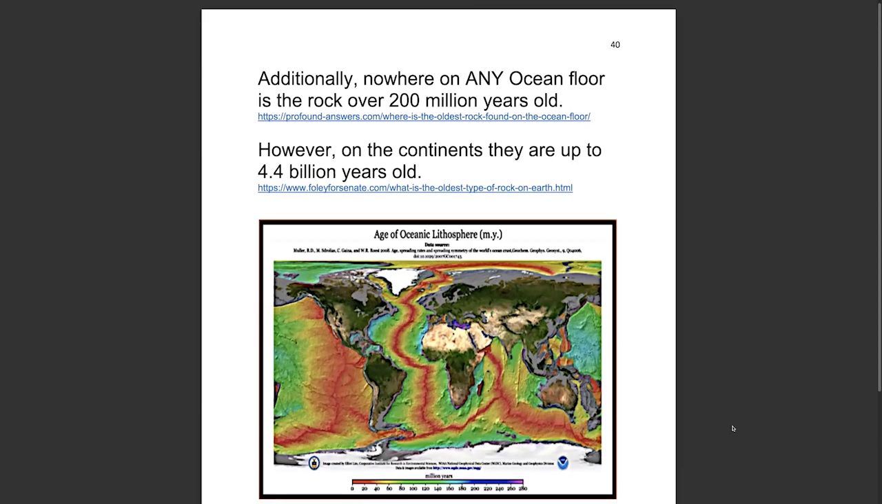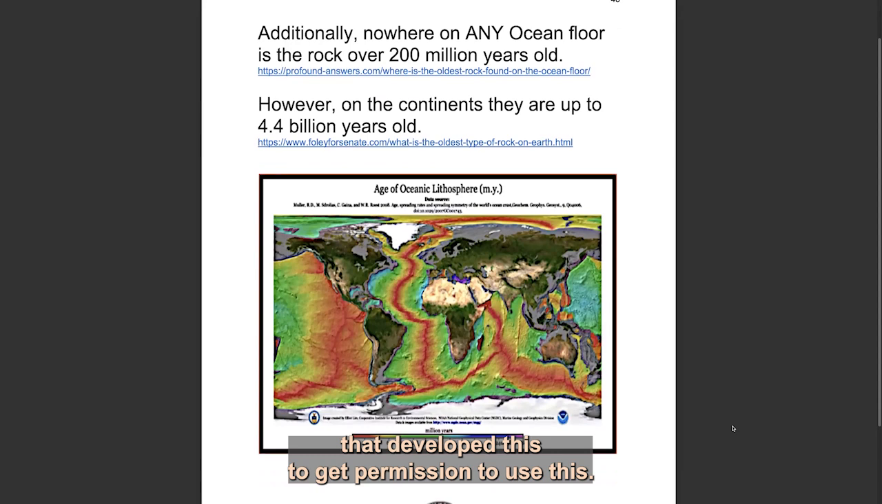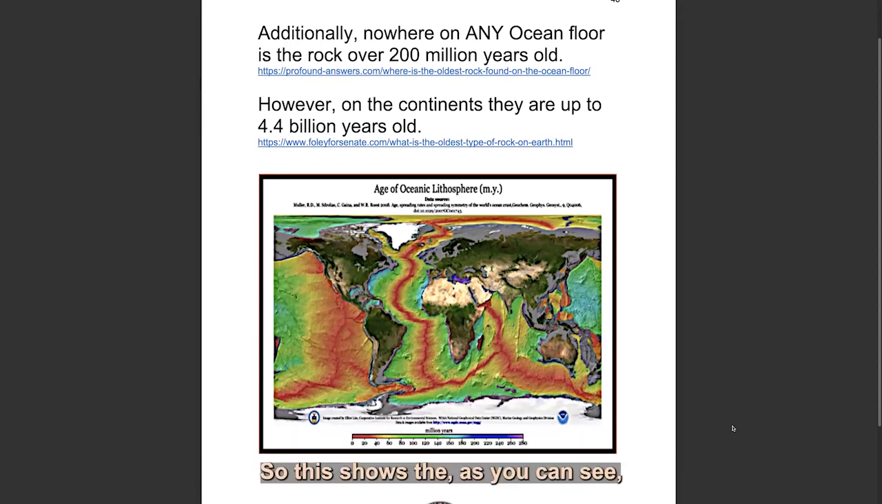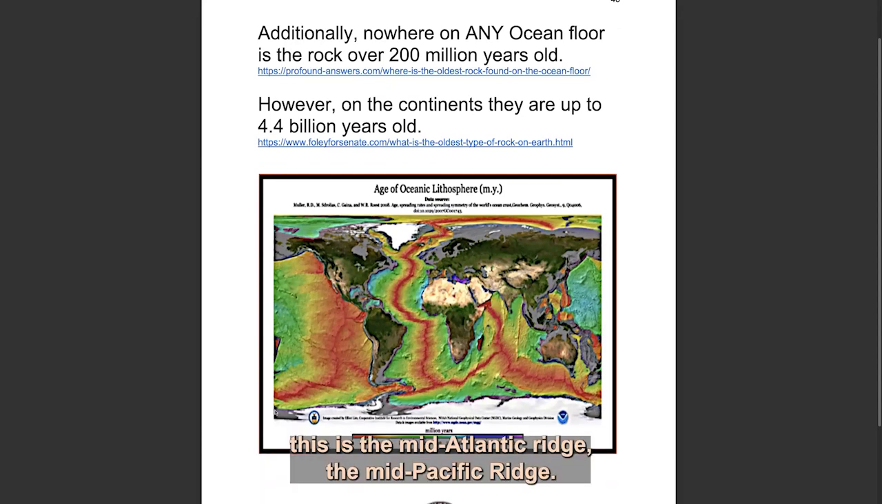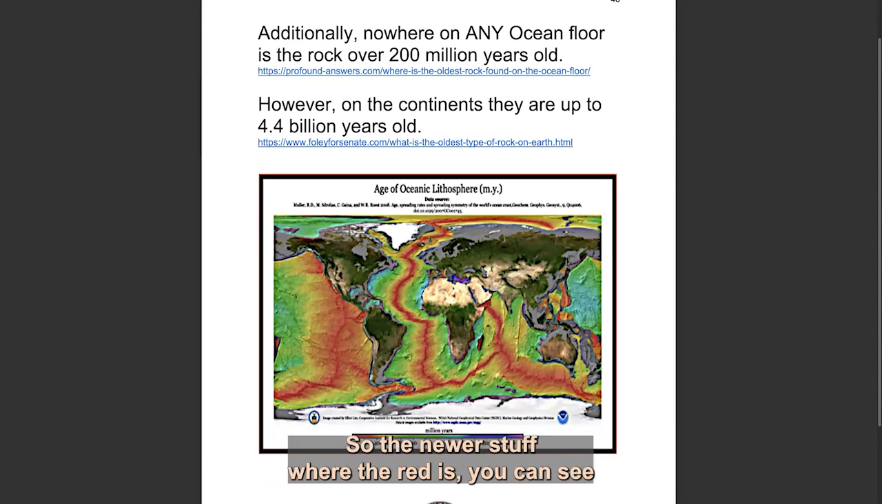You can go to that link, and you can also look at this map. I actually contacted the scientists that developed this to get permission to use this. So this shows, as you can see, the mid-Atlantic ridge, the mid-Pacific ridge, and all of the ridges, and these are the areas where it's expanding. And you can see the age in millions of years down here as you go out. So the newest stuff, where the red is, starts off very young and goes up, getting to 40 million. And then you get the yellow area that goes from about 40 to 60, and it's starting to turn greenish. That goes from 80 to about 140.